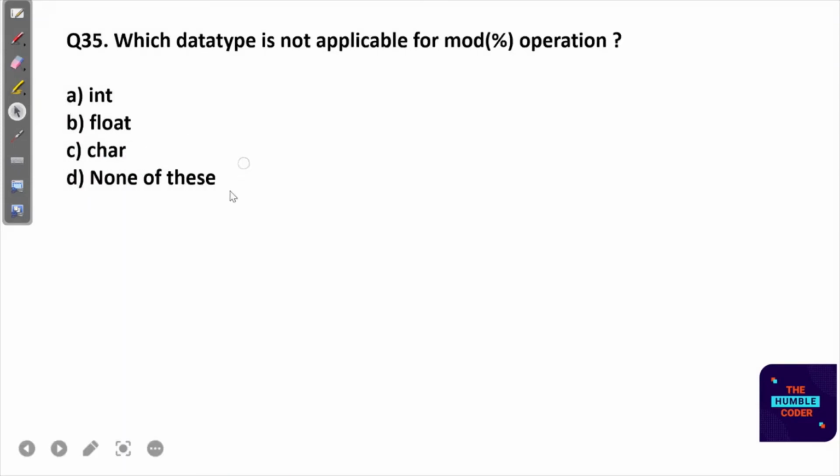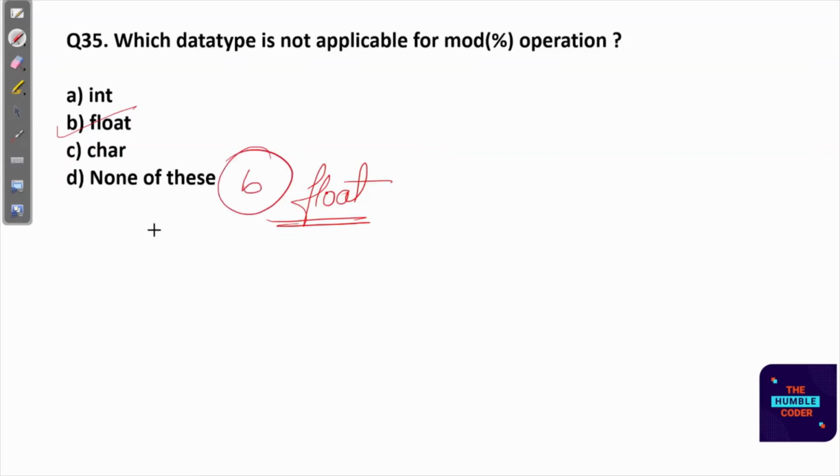Moving ahead with the next question. Which data type is not applicable for mod operation? So the four options are int, float, char, and none of these. So the float data type is not applicable for mod operation.